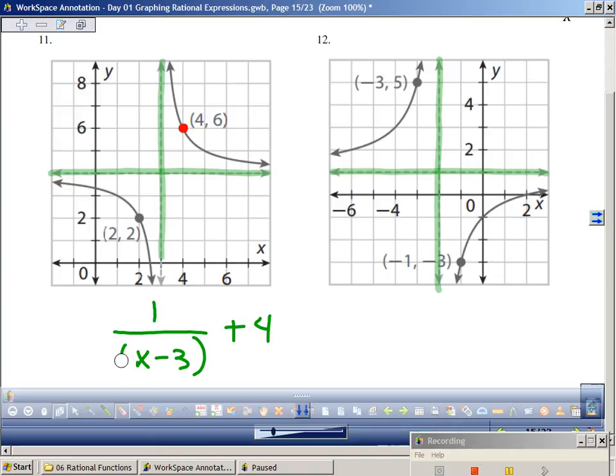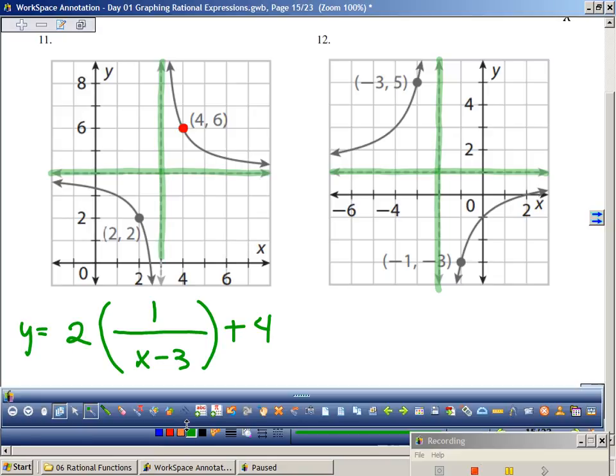Then we had to talk about the reference point and how far away it is from the horizontal asymptote. How far away is this reference point from the horizontal asymptote? 2.